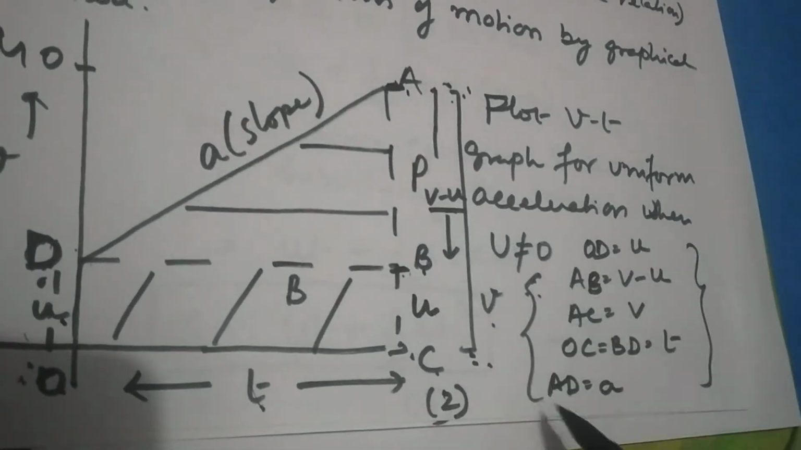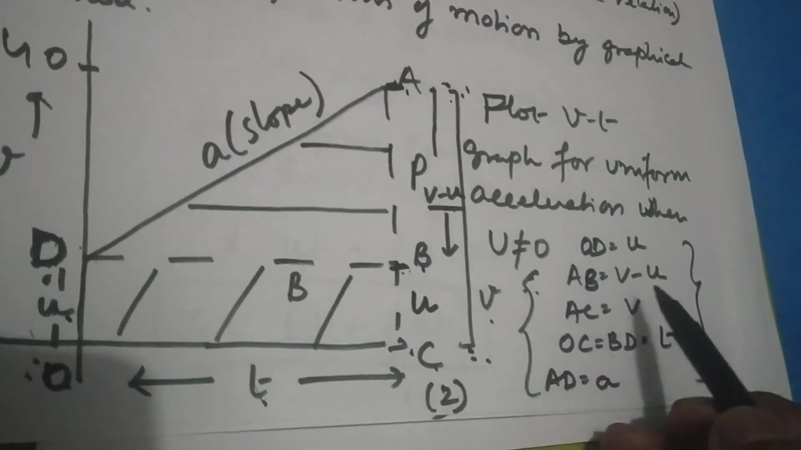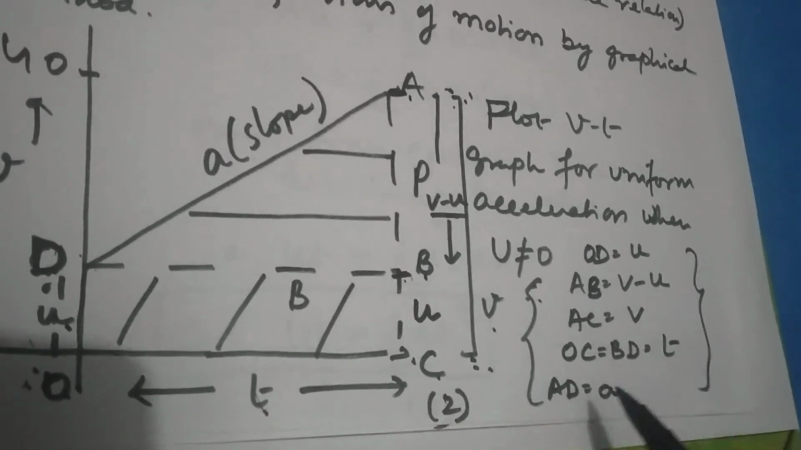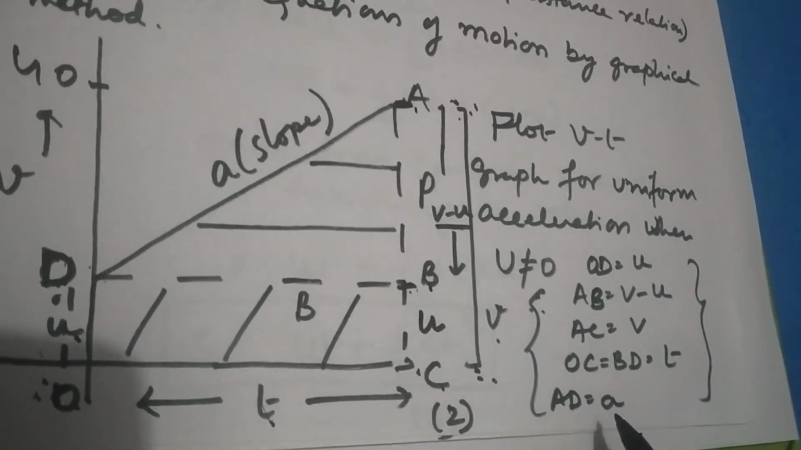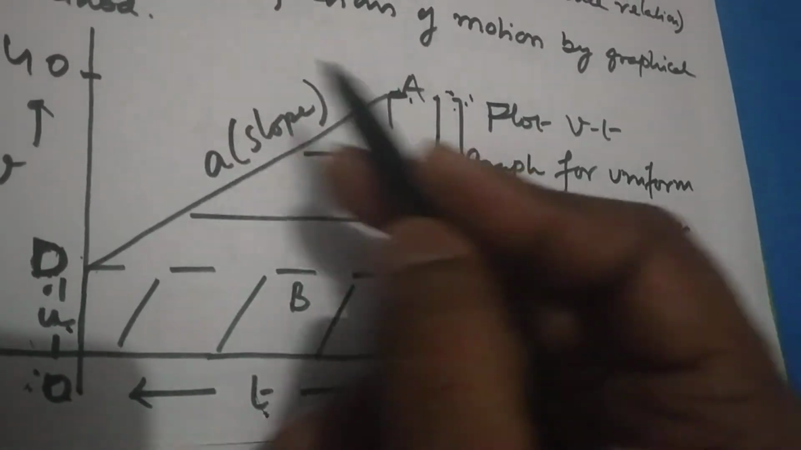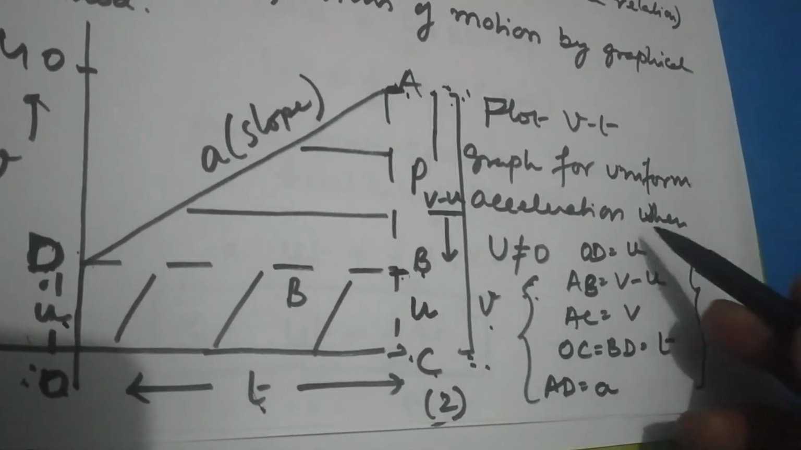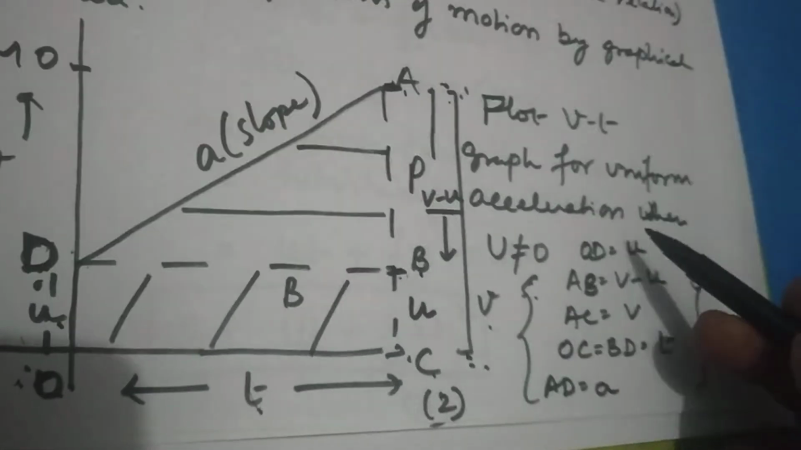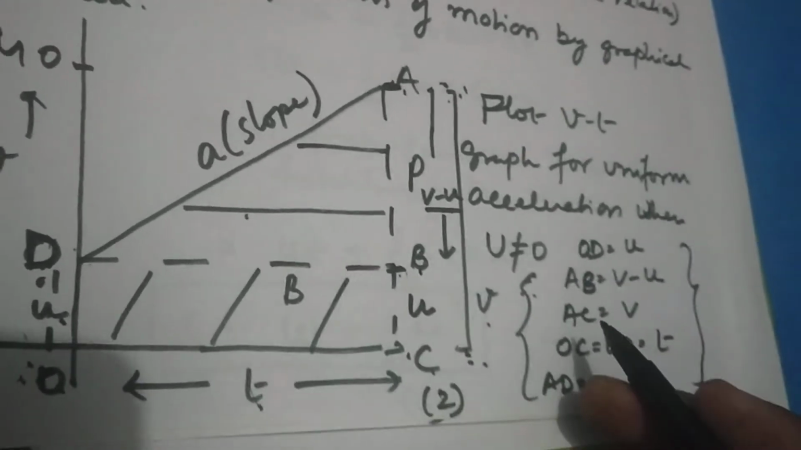So these symbols should be clear in your mind. What is OD? What is AB? What is AC? What are OC and BD equal to? And AD equal to a. These are the things which I have shown in the graph. See them and find them. At least watch this video 2 or 3 times. Correlate them, and you will understand.